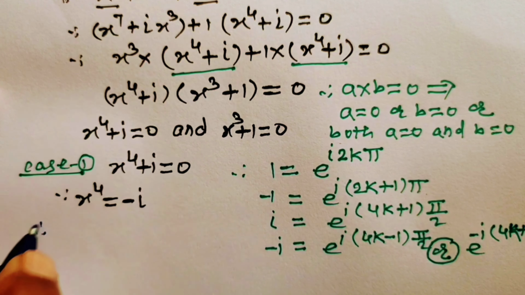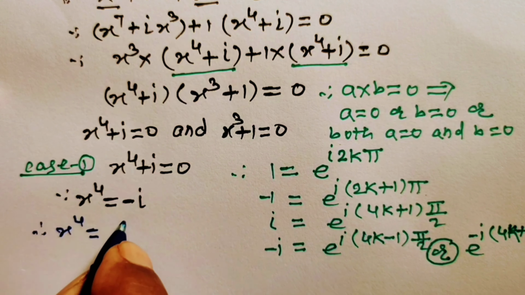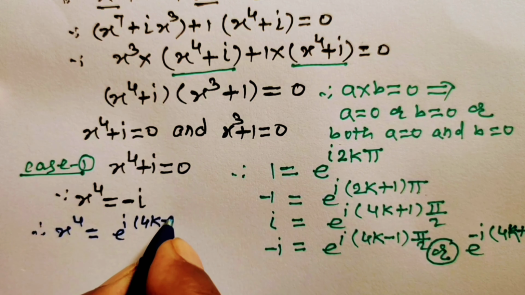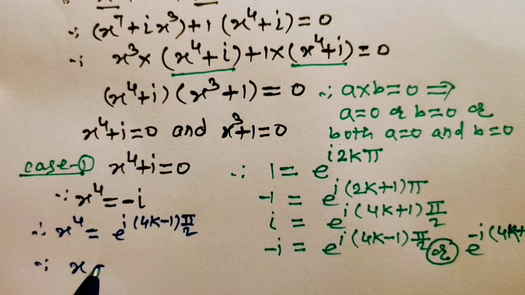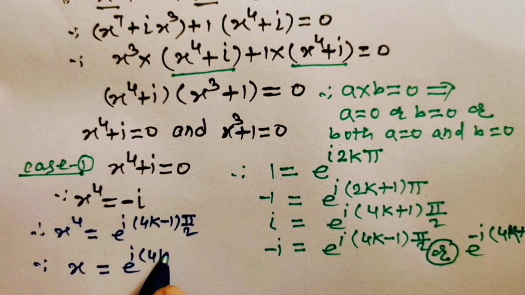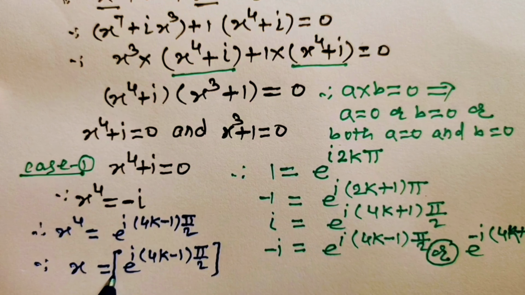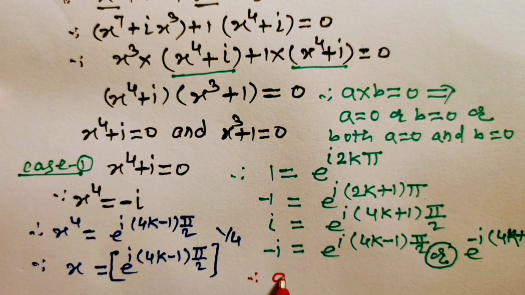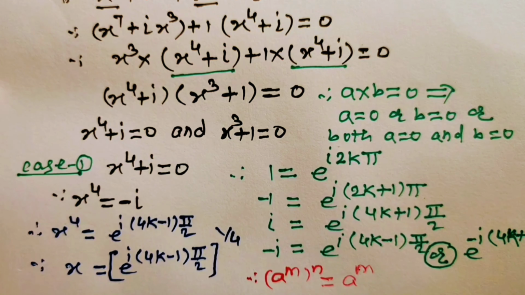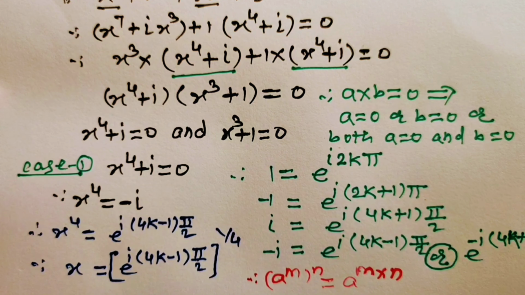Hence this can be written as x to the power 4 is equal to, either you can take this one or this one, e to the power i (4k minus 1) times pi upon 2. Taking fourth roots on both sides, hence x is equal to e to the power i (4k minus 1) times pi upon 2 raised to 1 upon 4. The fourth root of x raised to 4 is x. But we know a to the power m to the power n is equal to a to the power m into n. Power of power means multiplication of powers. Here also we can apply this formula.